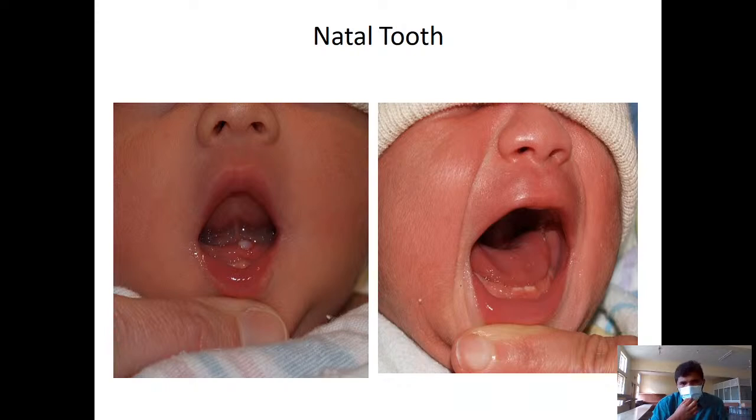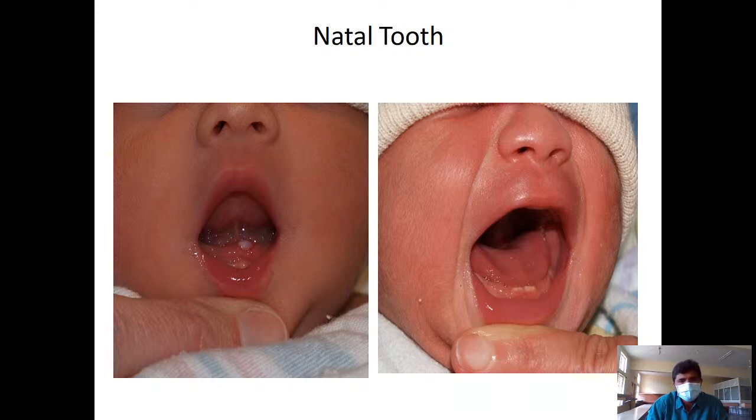So natal teeth are of two types: pseudo deciduous teeth and true deciduous teeth. True deciduous teeth you can differentiate by taking a dental x-ray. So when you take a dental x-ray and you are able to see a clear root for that tooth, then you label it as a true deciduous tooth, and nothing is required except reassurance. When you have a pseudo deciduous tooth, with the dental x-ray you cannot see any root for that particular tooth.